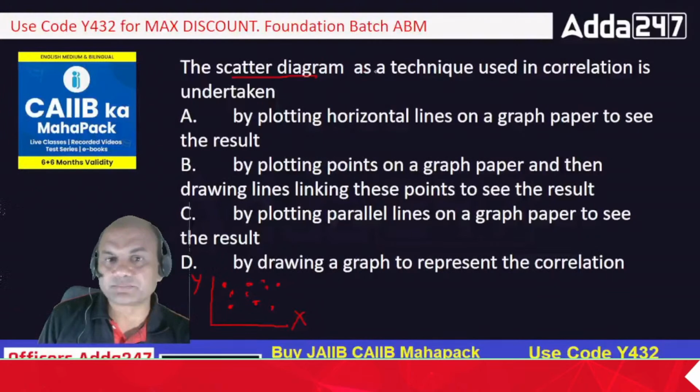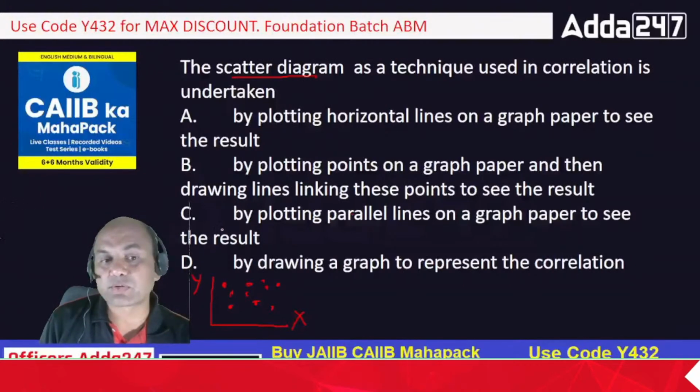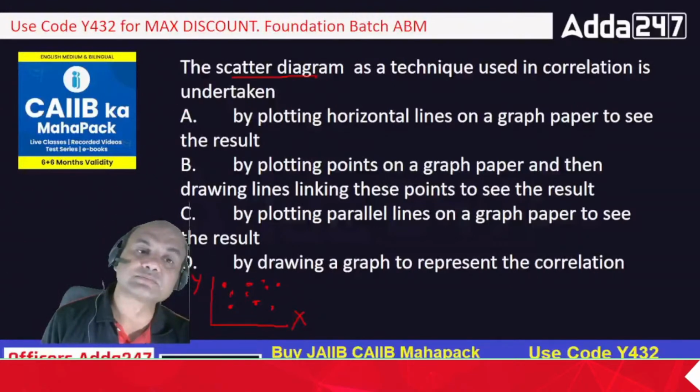So the scatter diagram as a technique used in correlation is undertaken by plotting horizontal lines on the graph paper to see the result; by plotting points on the graph paper and then drawing lines linking these points to see the results; by plotting parallel lines on the graph paper to see the results; or by drawing a graph to represent the correlation.